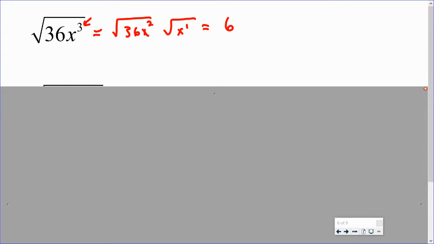The square root of x squared. Well, what times itself is x squared? Well, that's just x. What you end up doing is you just divide this exponent by 2, and that's whatever the exponent is here. Now, x to the first, I don't know what that is. That's going to come along for the ride.